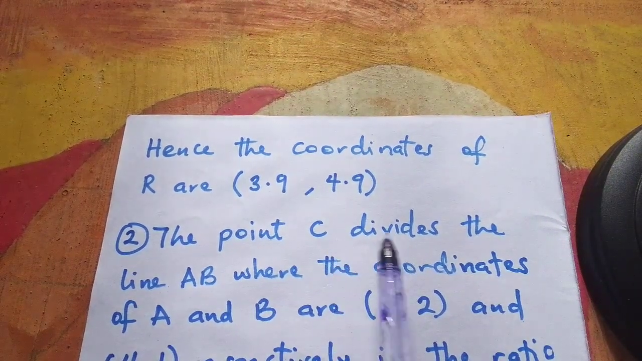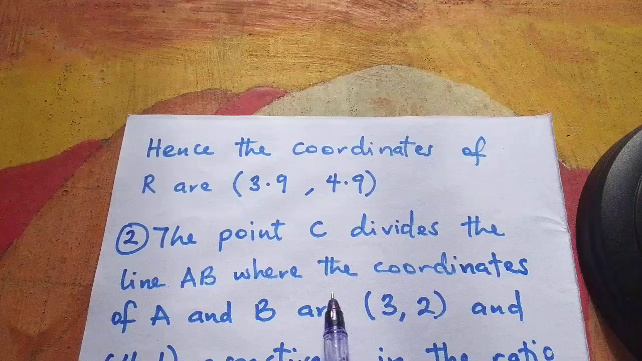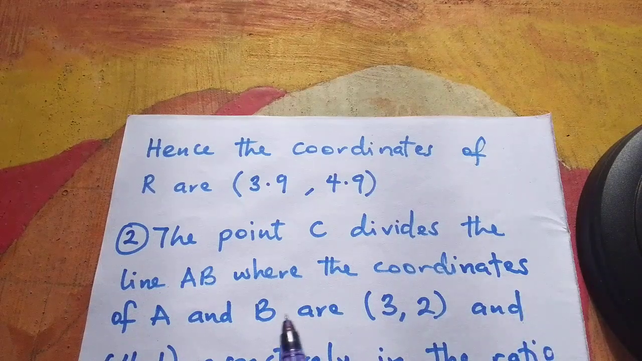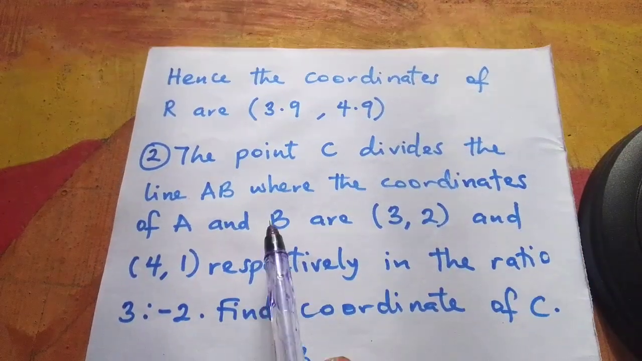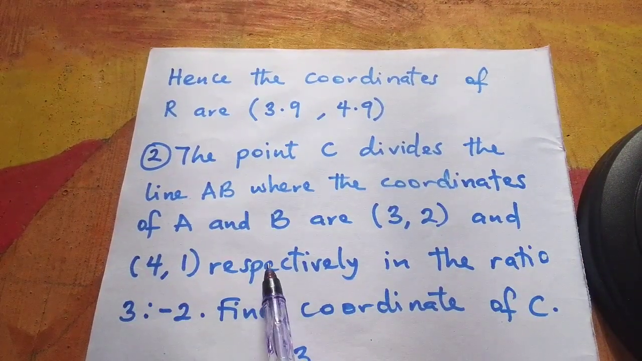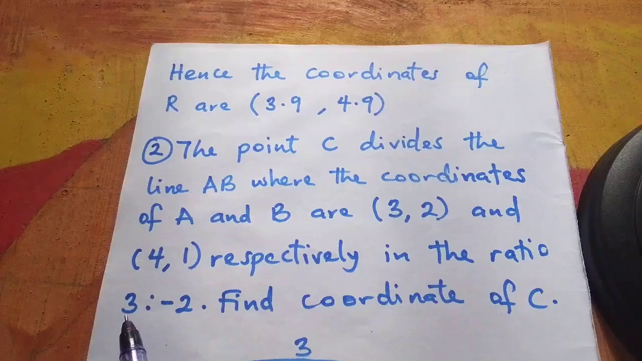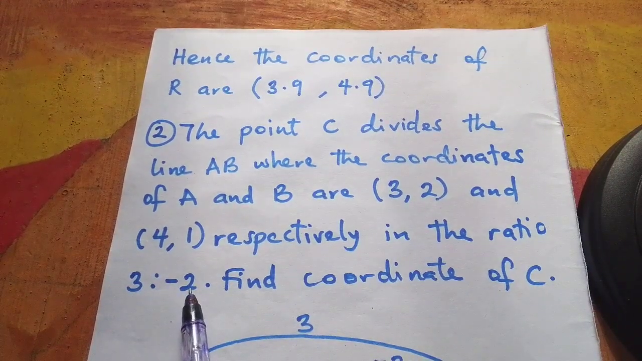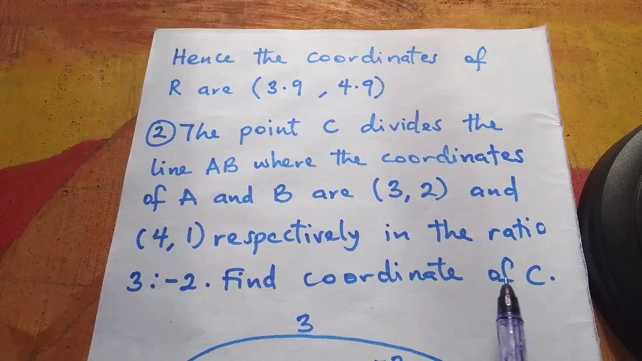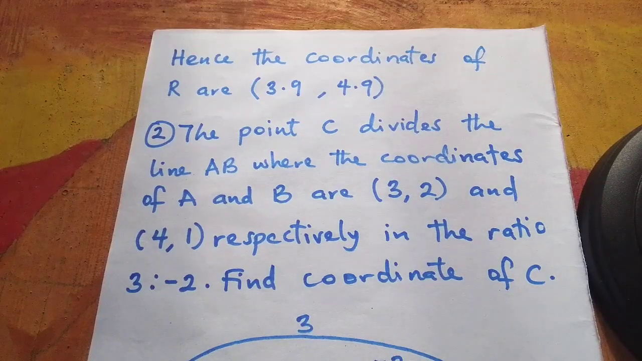The point C divides the line AB, where the coordinate of A is 3, 2, and the coordinate of B is 4, 1 respectively, in the ratio 3:-2. Find the coordinate of C. You are told to look for the coordinate of C.